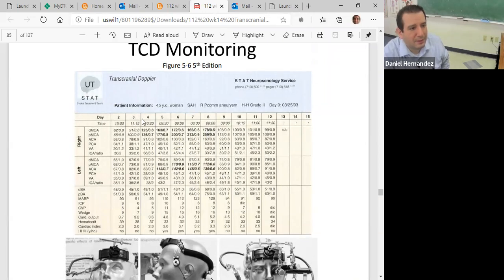So you can see they started monitoring on day 2, day 3. It wasn't until day 4 that we started exhibiting elevated velocities, and the velocity started coming down after day 9. So they're able to get ahead. The patient may not have been exhibiting symptoms at this point yet, so they could start therapy and try to get those velocities back down and increase perfusion.